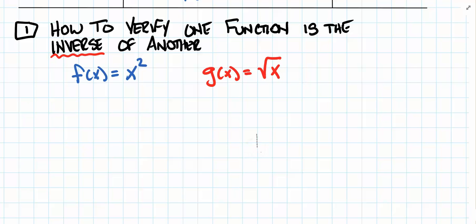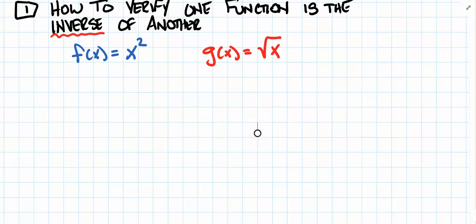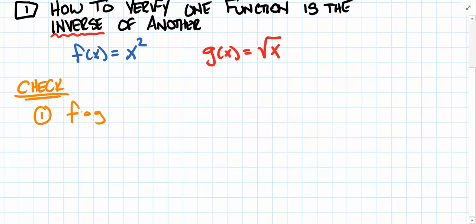I have the same exact two functions written down. In order to show that one function is the inverse of the other one, we have to do two things. The first thing that we're going to check is this. We have to show that f of g of x gives us back x.